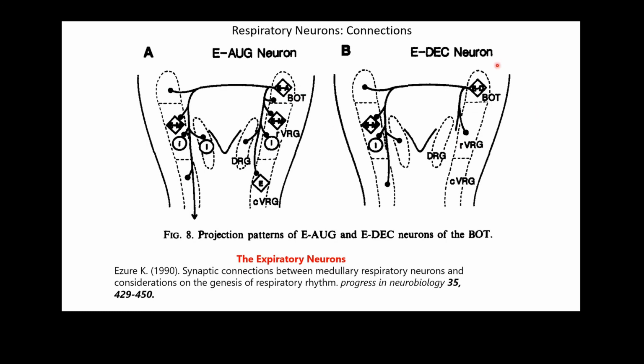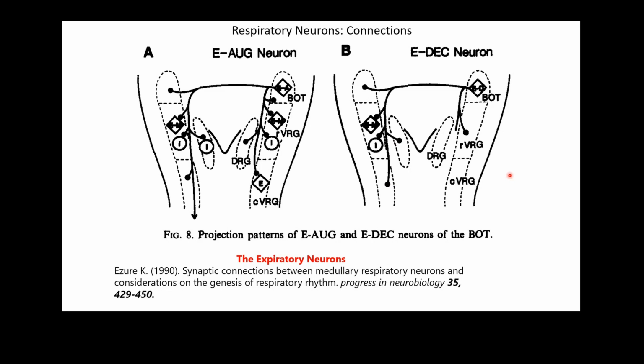Now, if we look for the decrementing firing pattern of the expiratory neurons up here in the Bötzinger complex, we find that they too have extensive collateral projections down to at least the rostral part of the ventral respiratory group. Not sure whether they go into the dorsal respiratory group on the same side. And they have projections to the contralateral side, again, to where they live in the Bötzinger complex, into the rostral ventral respiratory group, the inspiratory neurons, inhibiting those, also inhibiting the neurons in the dorsal respiratory group, and also down into the expiratory neurons in the ventral respiratory group.